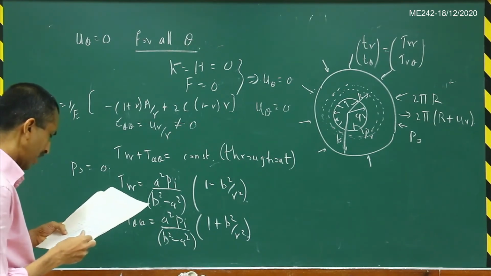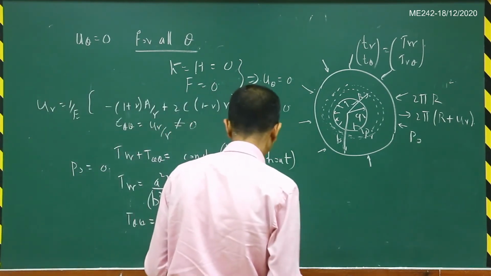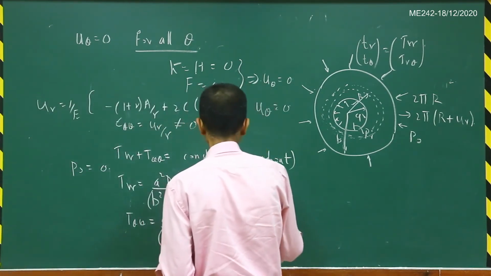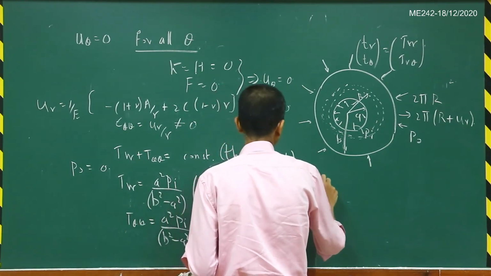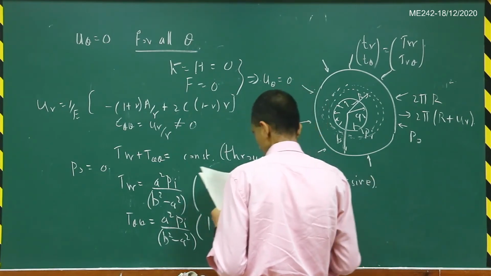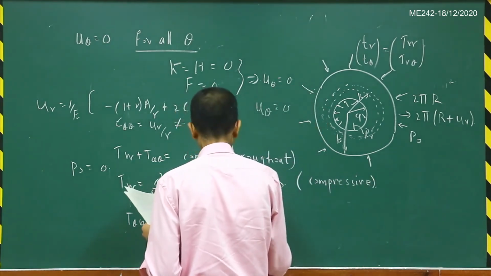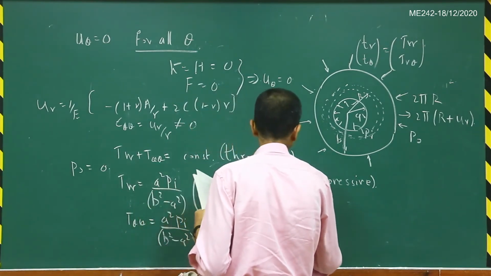Okay, and then what you can see here is that your tau RR is less than 0. So this is less than 0, so the stresses are compressive. This is a compressive stress, and this tau theta theta is greater than 0. So this is a tensile stress. This is tensile.